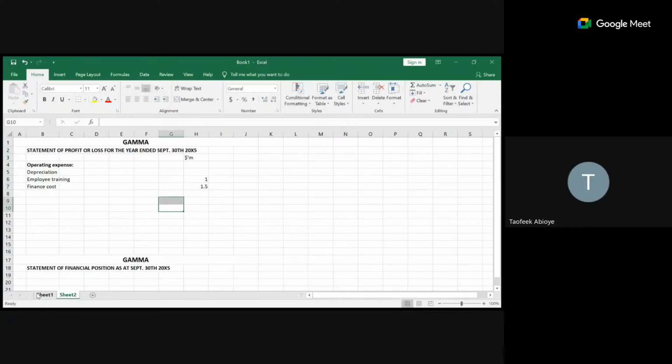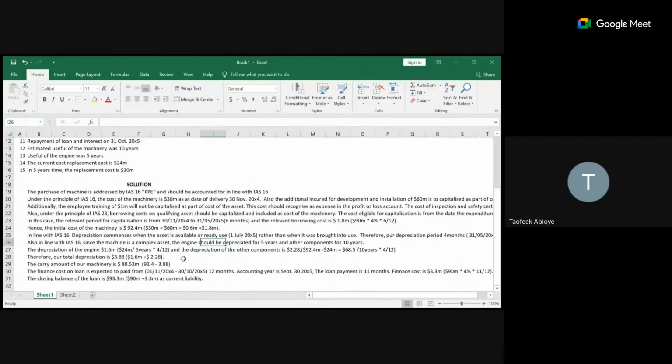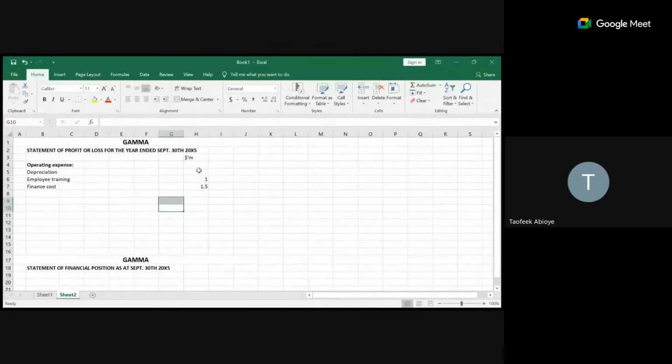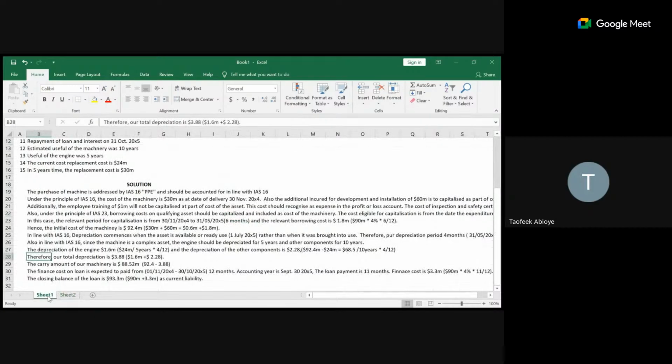Now let me pick my depreciation once and for all. The total depreciation is how much? Therefore, our total depreciation is 3.88. That's our total depreciation. Just bring it here. 3.88. So any expenses again that we're supposed to recognize here, I think that's all. We have recognized depreciation, we have recognized finance costs, we have recognized employee training costs. That's all. What do we need to recognize again?